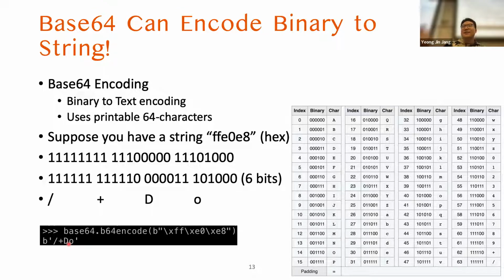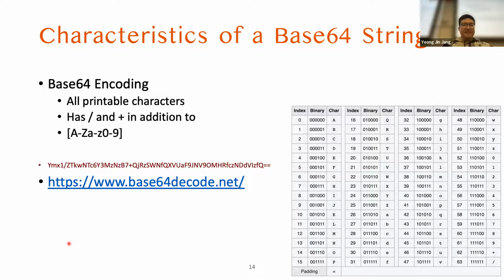So the purpose is to make all the data visible as printable characters. That's it. And then you can easily identify whether a string is in base 64 encoding if all the data has printable characters. If some of the values are randomly generated, then they definitely have non-printable bytes. But if all the characters are printable, but you cannot understand what it is, not in English at all, but it has a slash, plus, or equal sign.